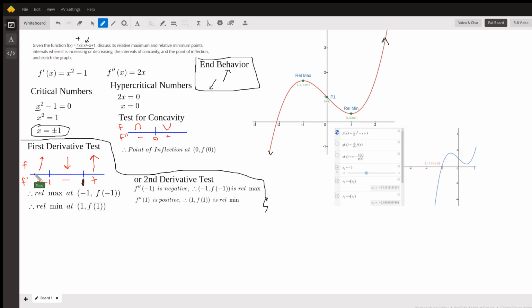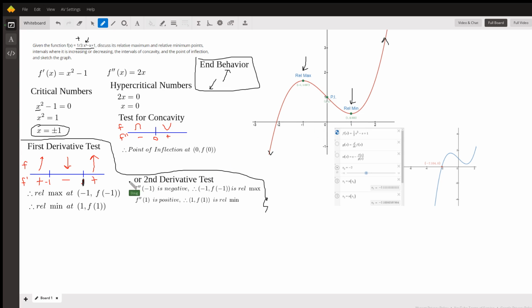And that means since we went from increasing to decreasing at -1, there's a relative maximum at -1, f of -1. And there it is right there. Since we went from decreasing to increasing where x is 1, there's a relative minimum at 1, f of 1. And there's the relative minimum.